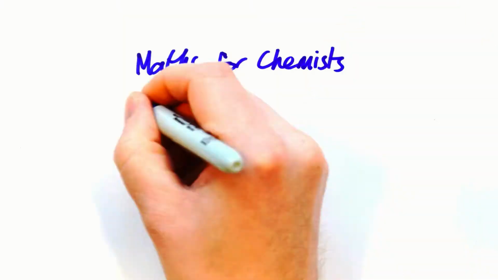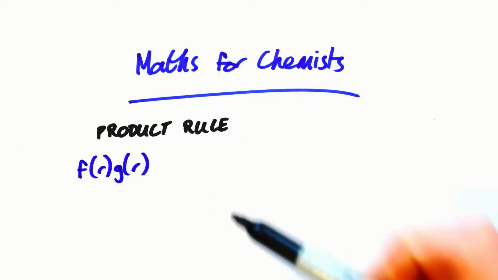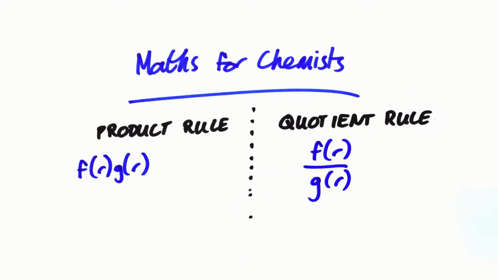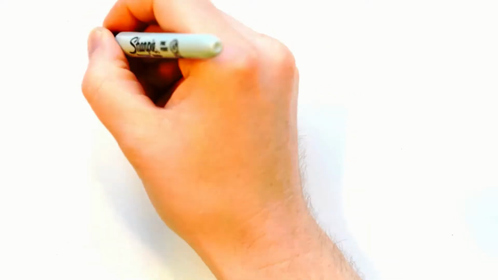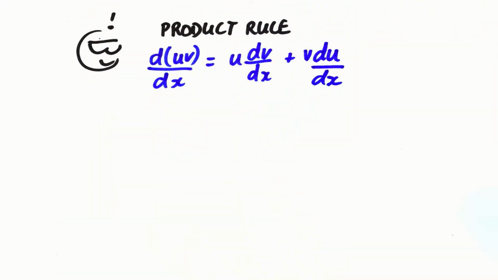In our last video, we looked at product rule for when we had one function multiplied by another. However, we will also see functions divided by one another, a quotient, and it's worth quickly covering these with quotient rule. In the last video, we showed the expression for product rule as d(uv)/dx is equal to u dv/dx plus v du/dx for when two functions of x, u and v, are multiplied together.